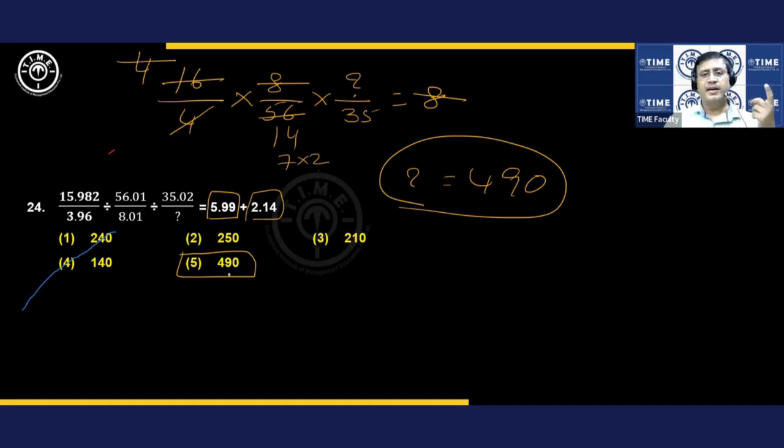What I am doing? Instead of multiplying 14 and 35, I am expressing 14 as 2 into 7. 2 times of 35, 70. So 70 into 7. It is comfortable for me. This is convenient for me. So choice number 5, fifth choice is the right answer.